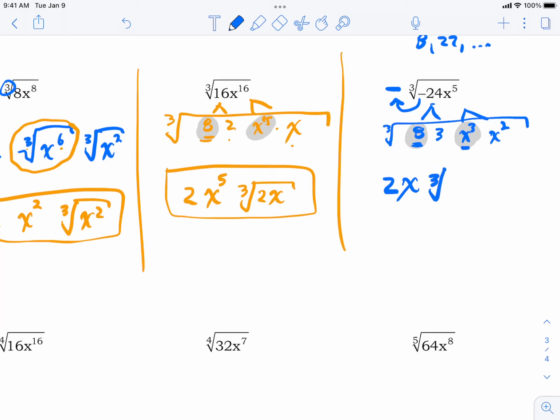But then you have leftovers. So you have to put your cube root radical back to contain all the leftovers. You got a 3. You got an x squared. There you go. Oh, I've got to remember my negative out front, right? That came from up here. Don't forget the negative.